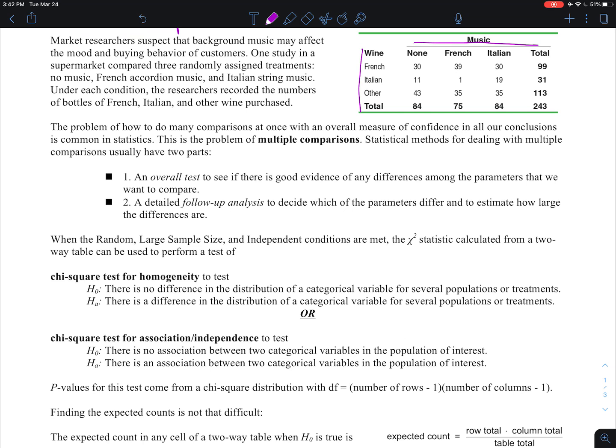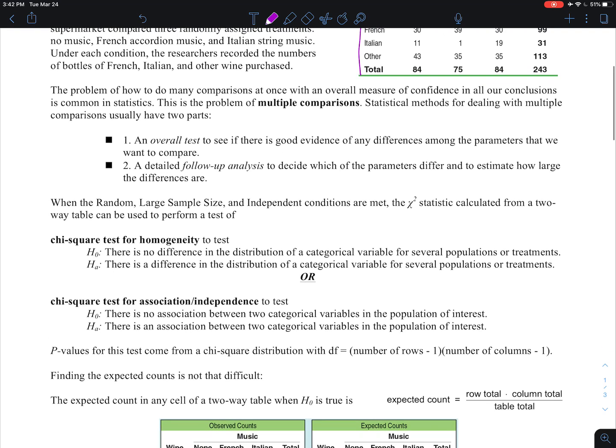The null hypothesis, regardless, is that the groups are the same or the categorical variables are independent of one another, meaning they don't have an effect. The conditions we'll consider are random, independent, and large sample size. So again, not normal. The large sample size is going to be the expected counts, all greater than or equal to 5.